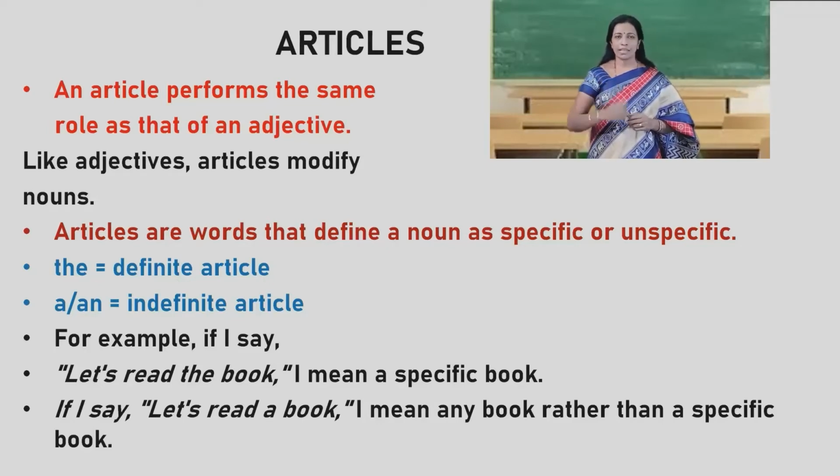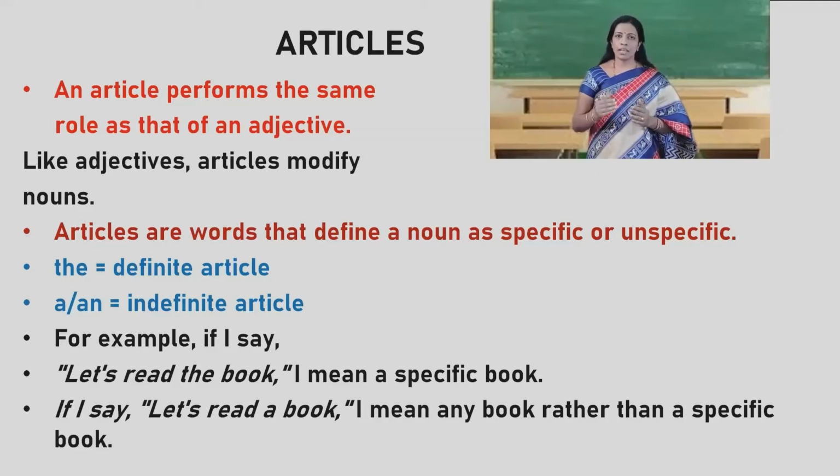Now, if you look at the second sentence, let us read a book. Let us read a book. Now, here the article a and the noun book. So, this article a is an indefinite article and the noun book refers to any book in this world. It is not anything particular or specific. It can be any book and he wants to read just some book. So here the book is being used in a general manner.